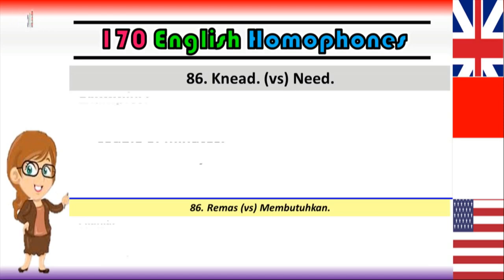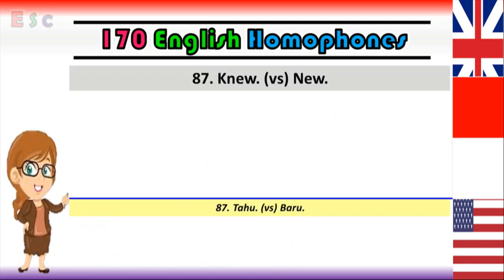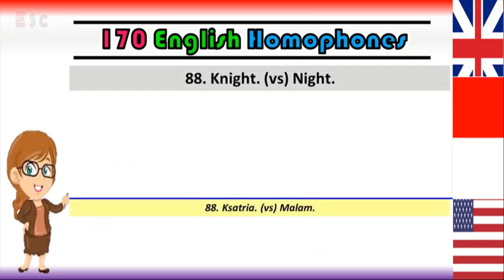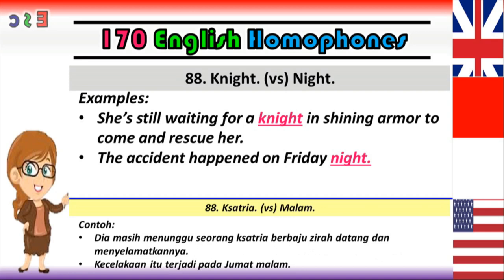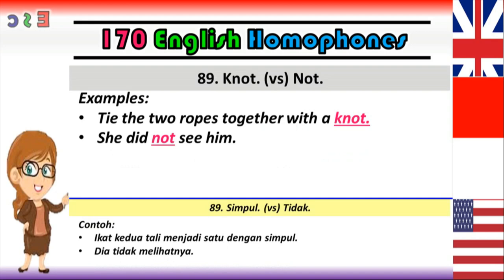86. Knead versus need. Examples: on a lightly floured board, knead the dough for a couple of minutes. You don't really need a car. 87. Knew versus new. Examples: I wonder if he knew of the plan. The hardest part of this job is understanding the new technology. 88. Knight versus night. Examples: she's still waiting for a knight in shining armor to come and rescue her. The accident happened on Friday night. 89. Knot versus not. Examples: tie the two ropes together with a knot. She did not see him.